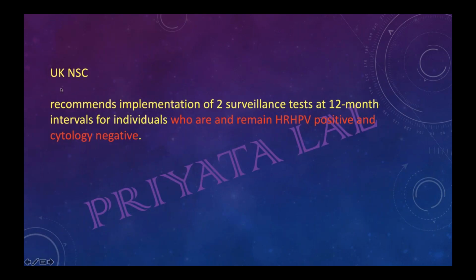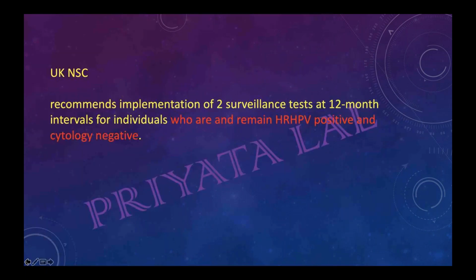Now, just to remember, this is the UK national screening program. They recommend 2 surveillance tests at 12-month interval if they are HPV positive and cytology negative. The same thing I have discussed. One test will be at 12 months, one test will be at 24 months. This is the same as what I just discussed.